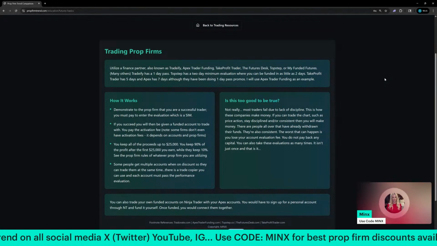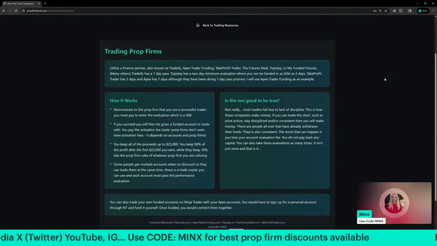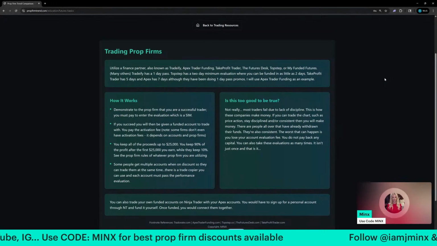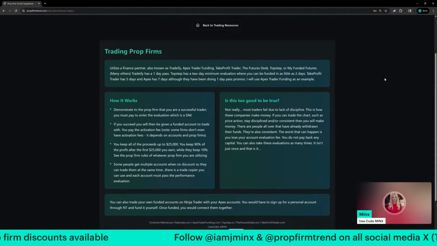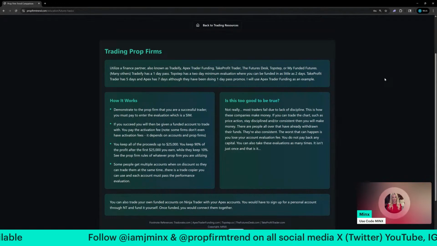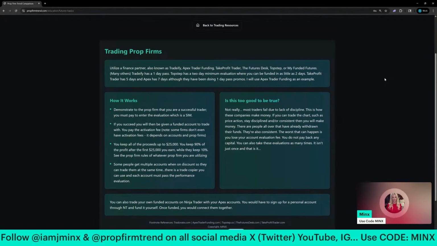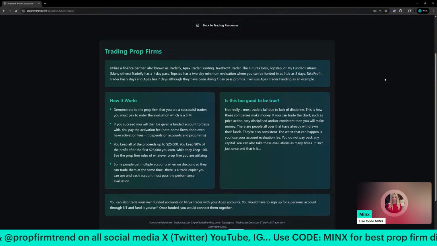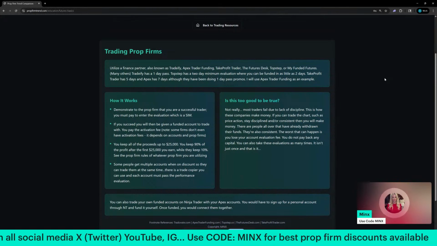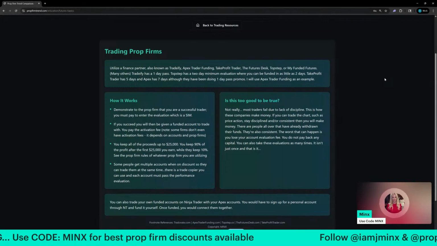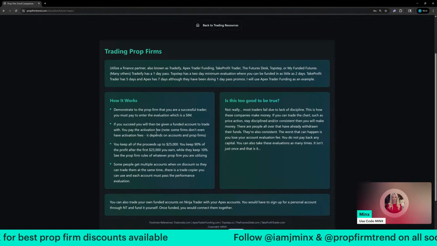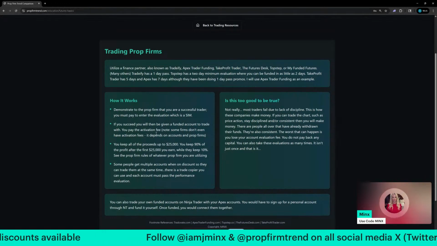Tradeify has a 1-day pass, whereas Top Step has a 2-day minimum evaluation, where you can be funded in as little as 2 days. Now, Take Profit Trader has a 5-day, but once you pass, Take Profit Trader has a daily withdrawal. So in this scenario, I'm going to use Apex as an example.